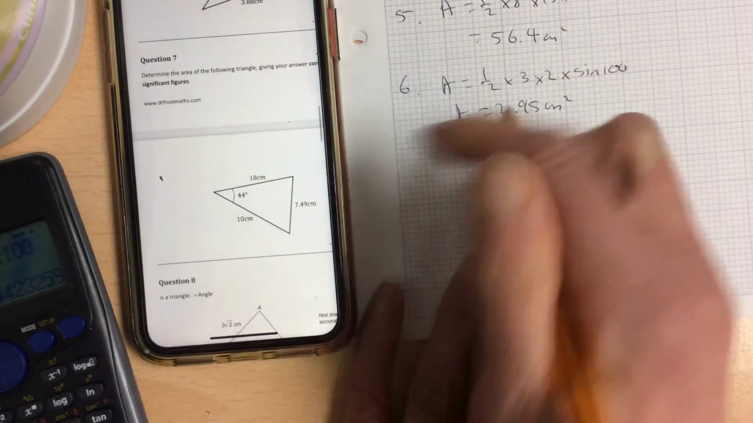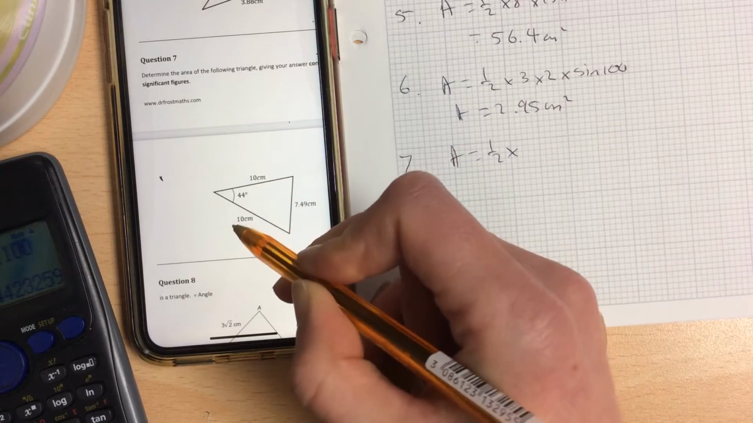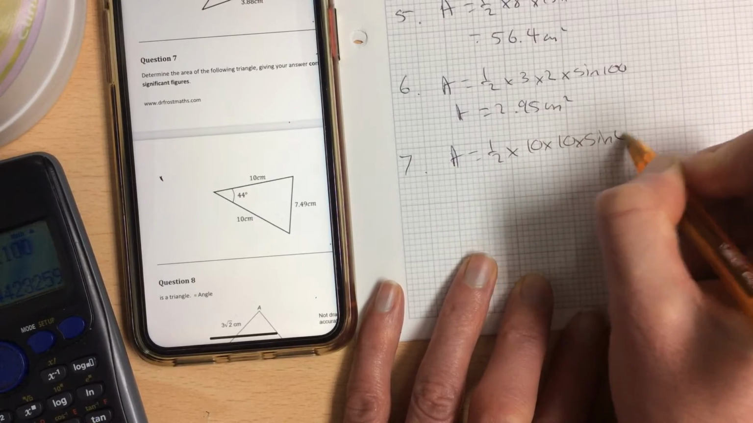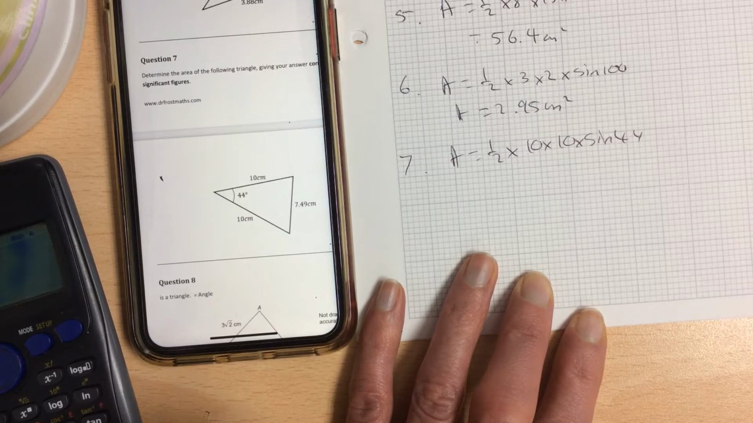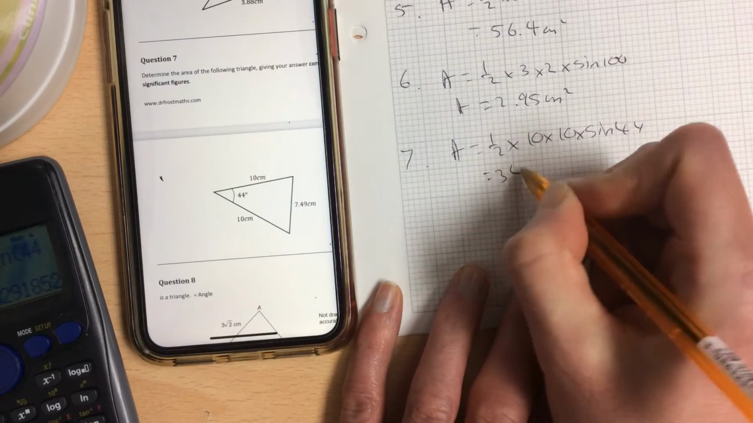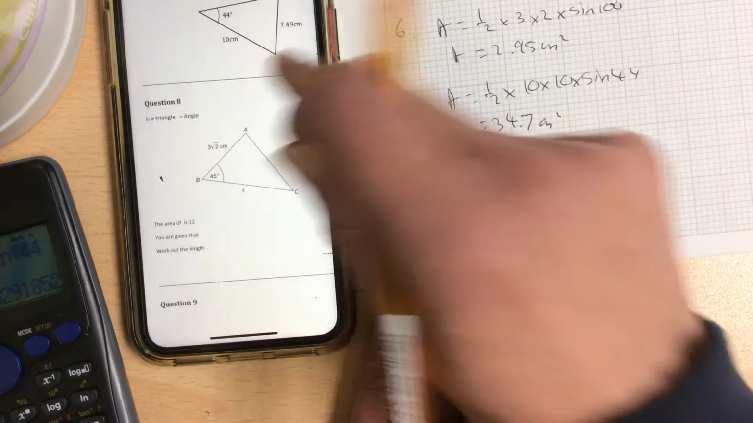Number 7 is one of those trick ones. So area is a half, that's these two sides, times sine the angle between them. So you didn't need this 7.49. So in the calculator, 0.5 times 10 times 10 times sine 44 gives you an answer of 34.7 centimetres squared.